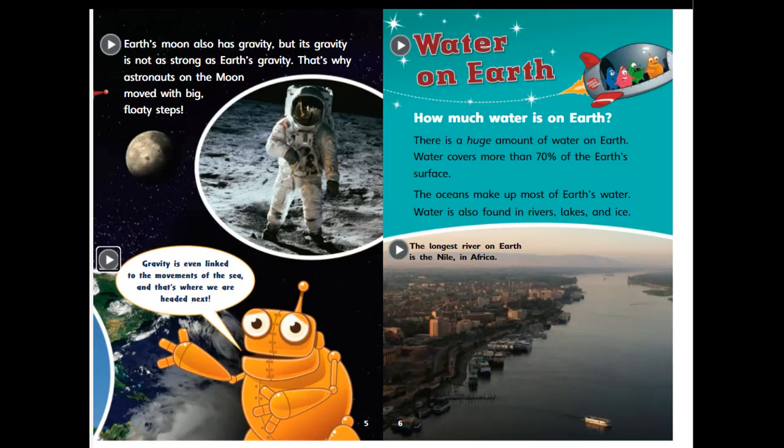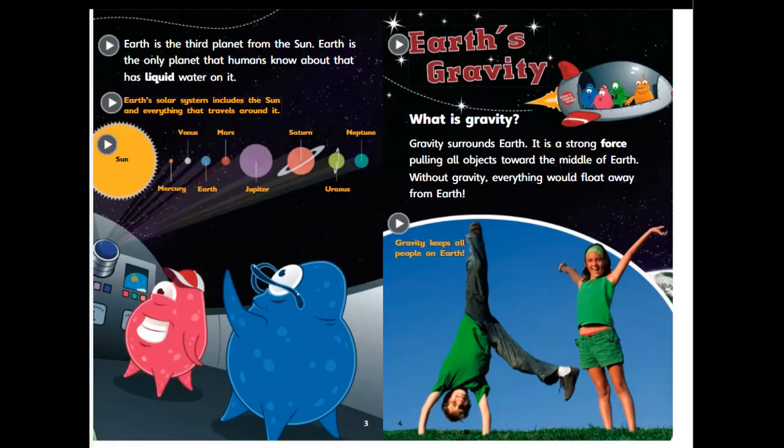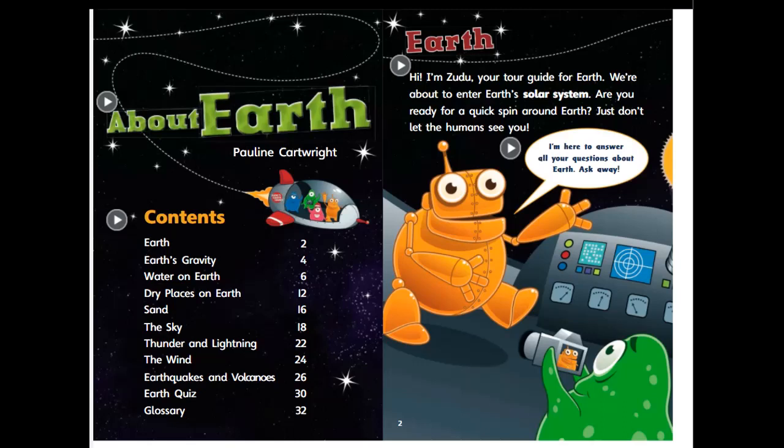All right, so our next chapter we'll read will be Water on Earth. But right now I want us to look at the few pages that we just read here, pages 2 through 5. And I want us to focus our eyes on the text features that we see in the story. One of the first text features that I see is the table of contents, and that's telling us the title of the chapter and what page we can find it on.